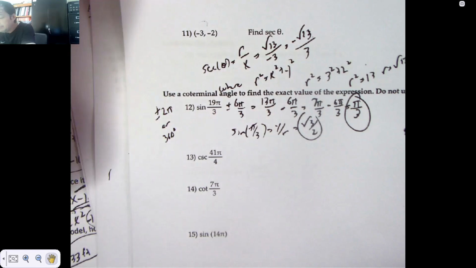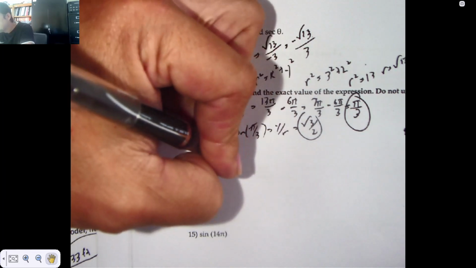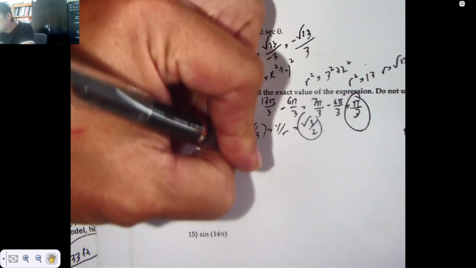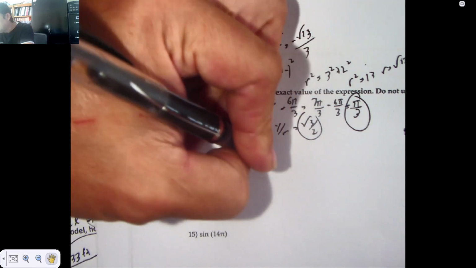Cosecant of 41 pi over 4. I'm going to think of this as a mixed number. This is 10 1/4 pi. And I'm going to take away 5 twice pi's. All right, so that's going to give me 1/4 pi.